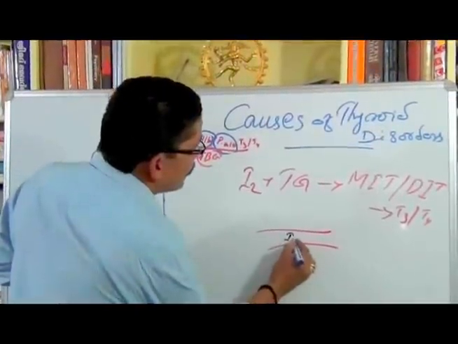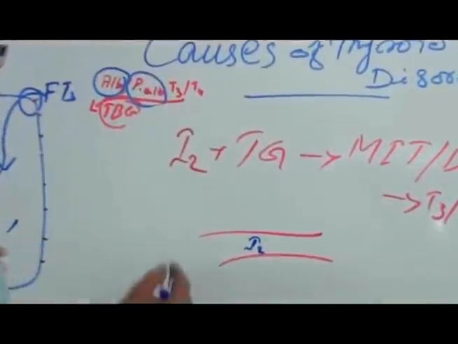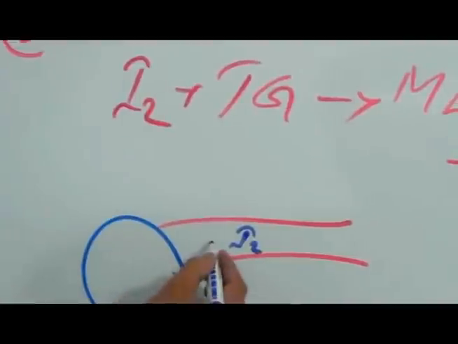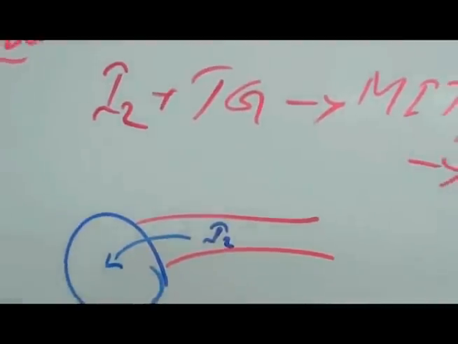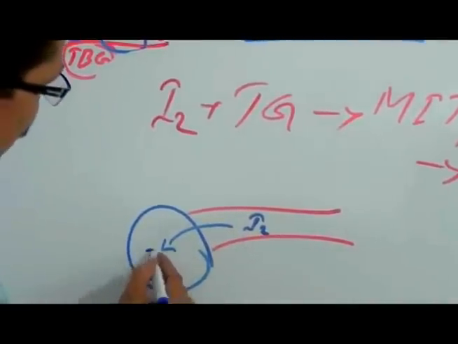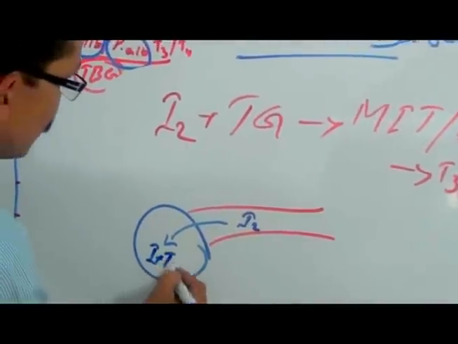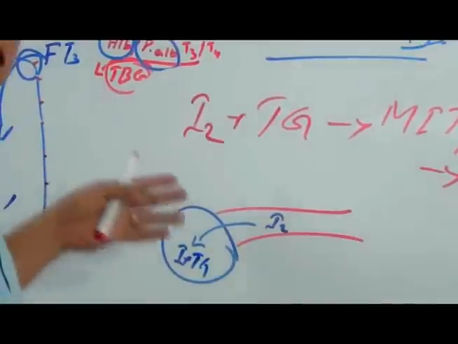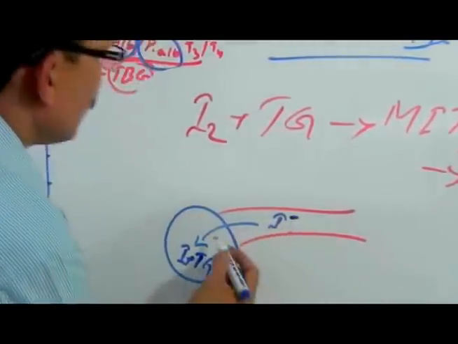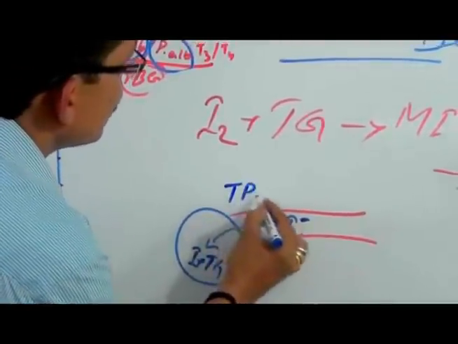this iodine, when it reaches the thyroid gland, has to be trapped. That is trapping, and the iodine has to couple with the thyroglobulin. Then the negative iodine has to be oxidized with the help of the thyroid peroxidase enzyme, TPO.